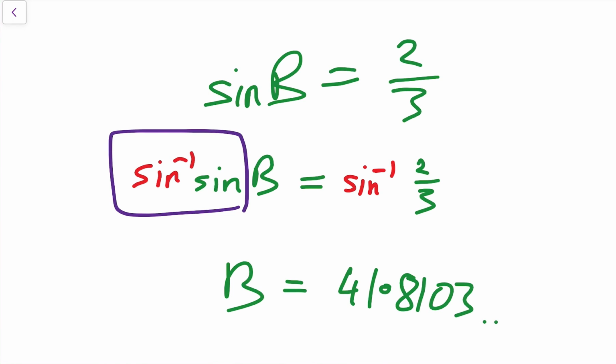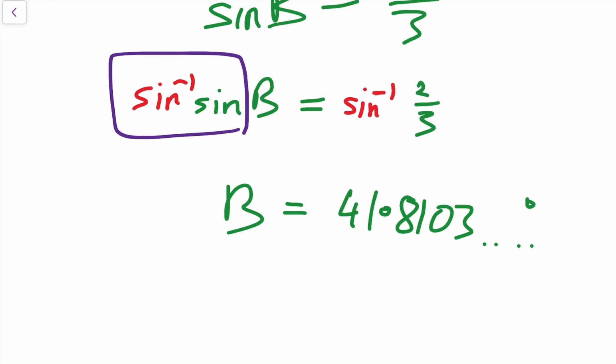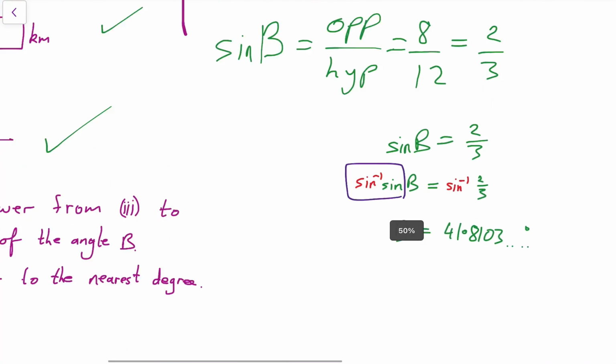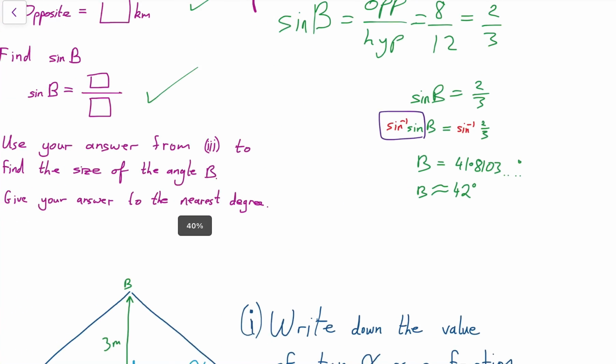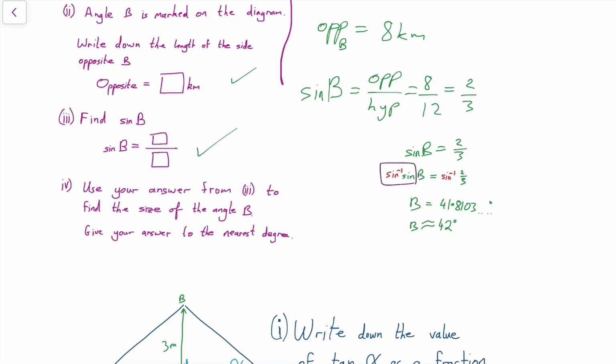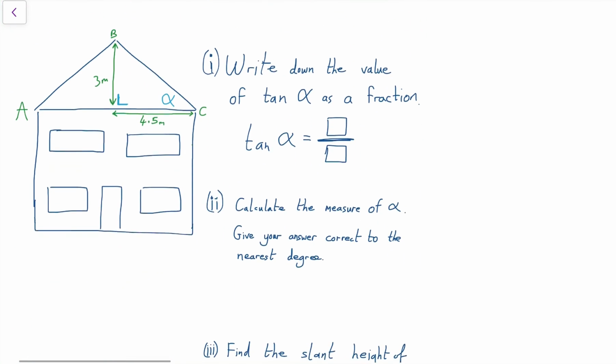41.8103 and so on degrees. Be careful your calculator's in degree mode, with the D at the top of the screen. If it isn't, hit shift, mode, and then choose number 3. That'll get it in degrees. Another thing to be careful of: the question asks for the nearest degree. So what's the nearest degree here? 42 degrees. So B is approximately 42 degrees, or equal to 42 to the nearest degree. That was a nice little simple example.